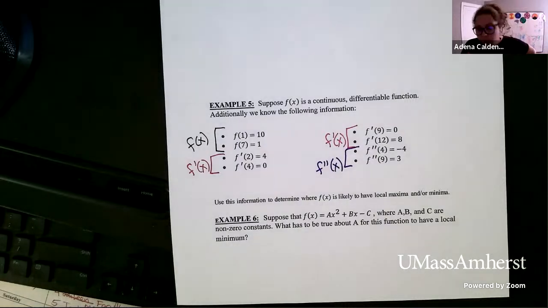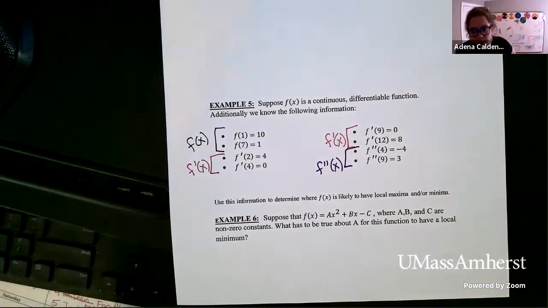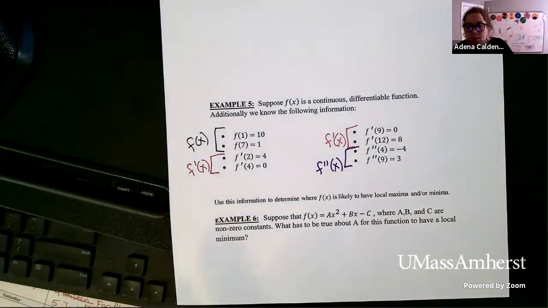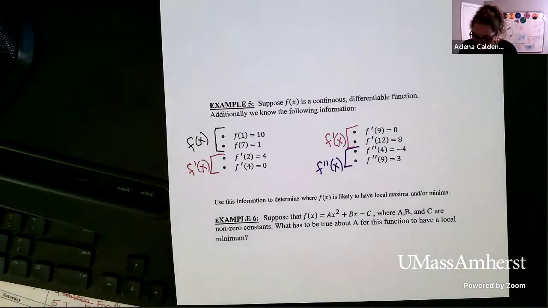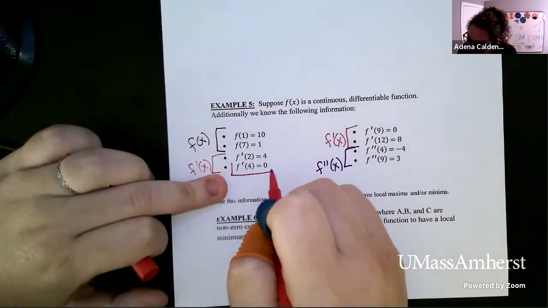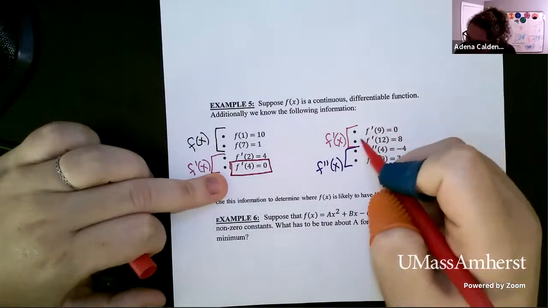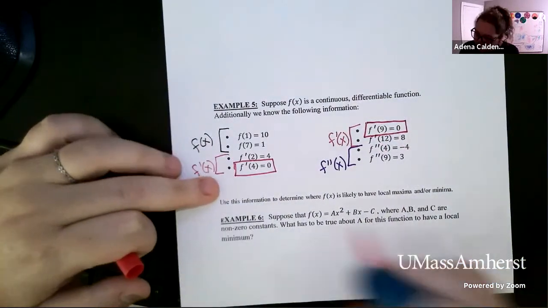So we know from before that we want to start by looking for critical points. So places where the first derivative is 0 or where the first derivative is undefined. So there's nothing here that's undefined. So what we're looking for are places where the first derivative equals 0. So from our list, we have f prime of 4 equals 0 and f prime of 9 equals 0.